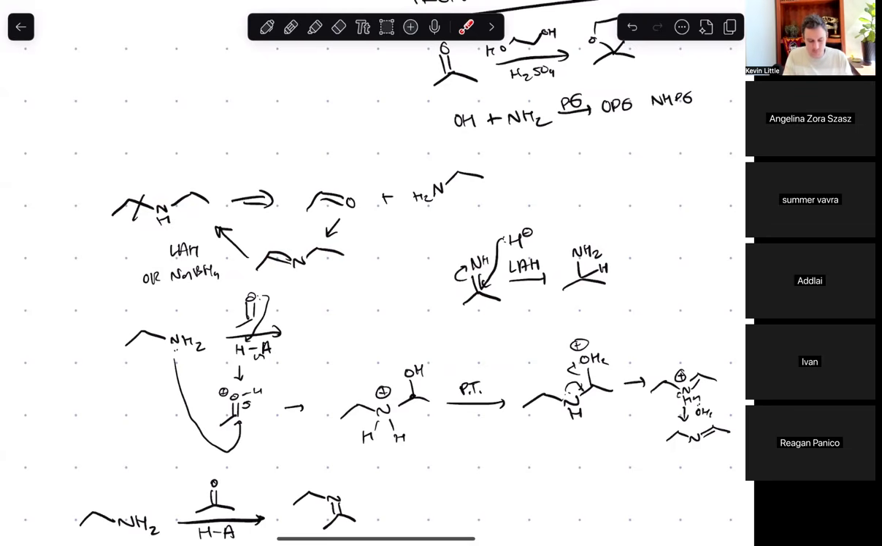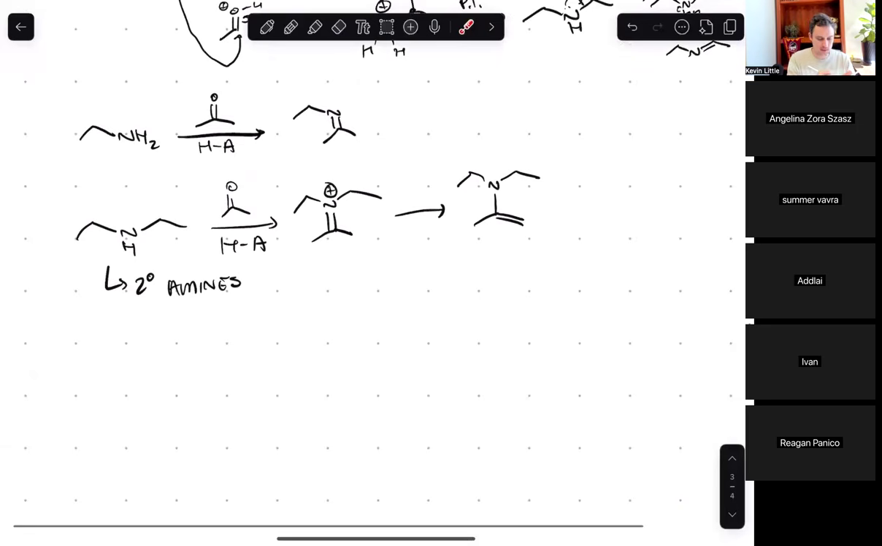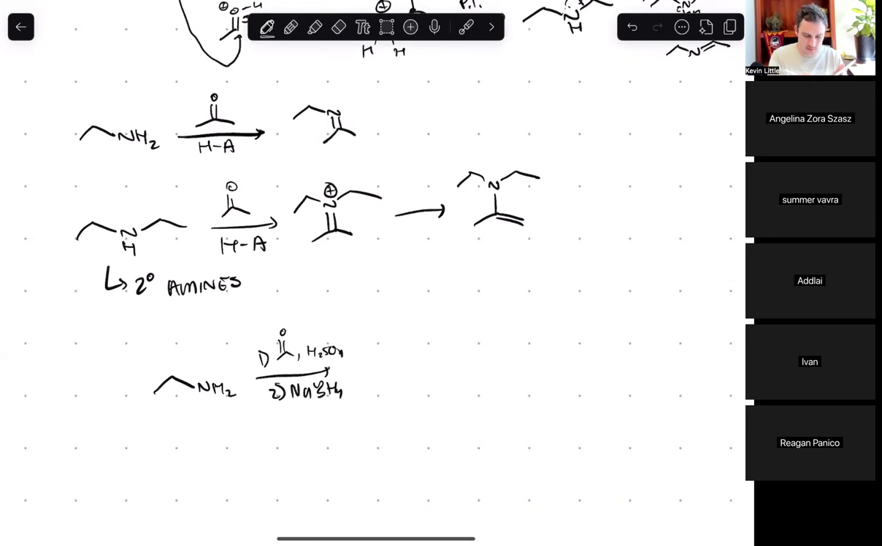So how would that look? One would be the ketone with some acid, and then two would be some sort of reducing agent. NaBH4 is more commonly used. And then the acid should be there, right? To make the ketone a better electrophile. Yes. These are good questions.